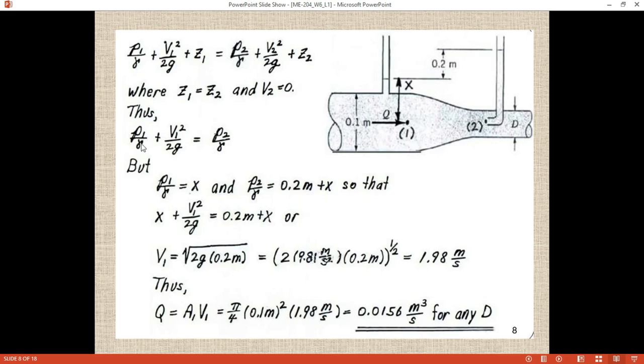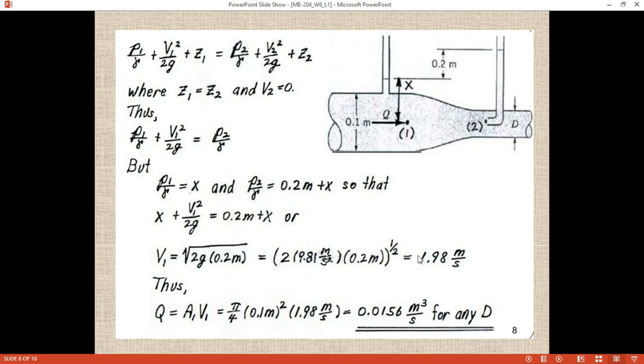Now we can calculate P1 and P2 separately. For P1, at point 1, from here to here is the height of the column. The height of the column is x. So P1 is equal to gamma times x, and bringing gamma to the other side, P1 over gamma is equal to x. Now at point 2 this is the height of the column, so P2 over gamma will be equal to x plus 0.2. We insert the values of P1 and P2 in this equation, and it finally reduces to V1 equals square root of 2g times 0.2. Finally we get the velocity 1.98 meters per second.